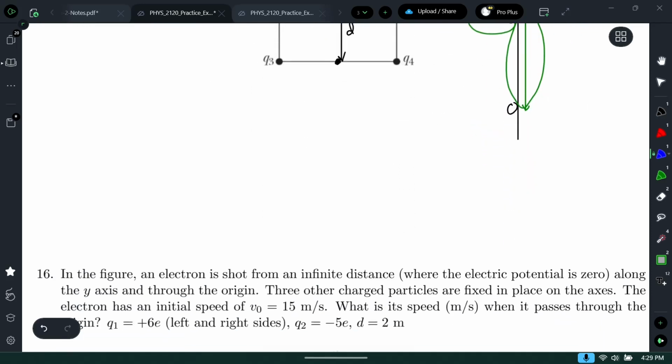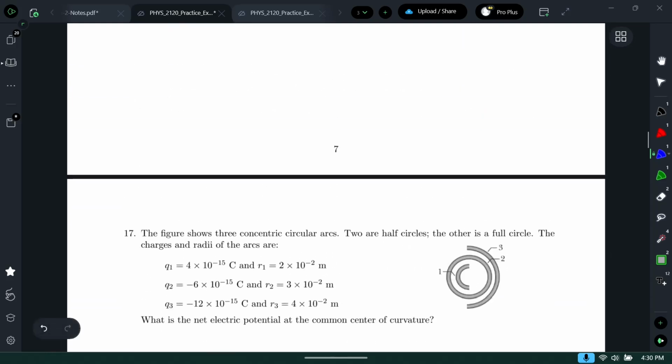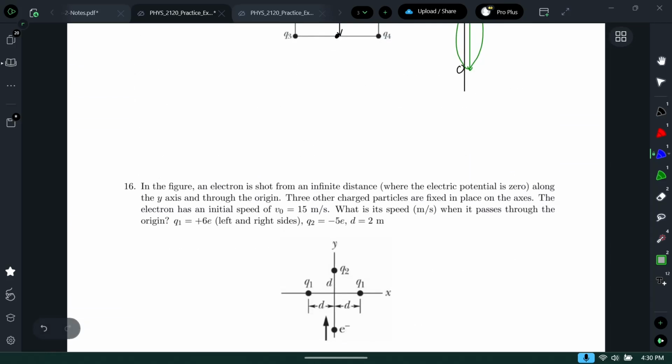Okay, other questions? Sorry, is number 16 something similar to number 15 then in terms of what we're doing?